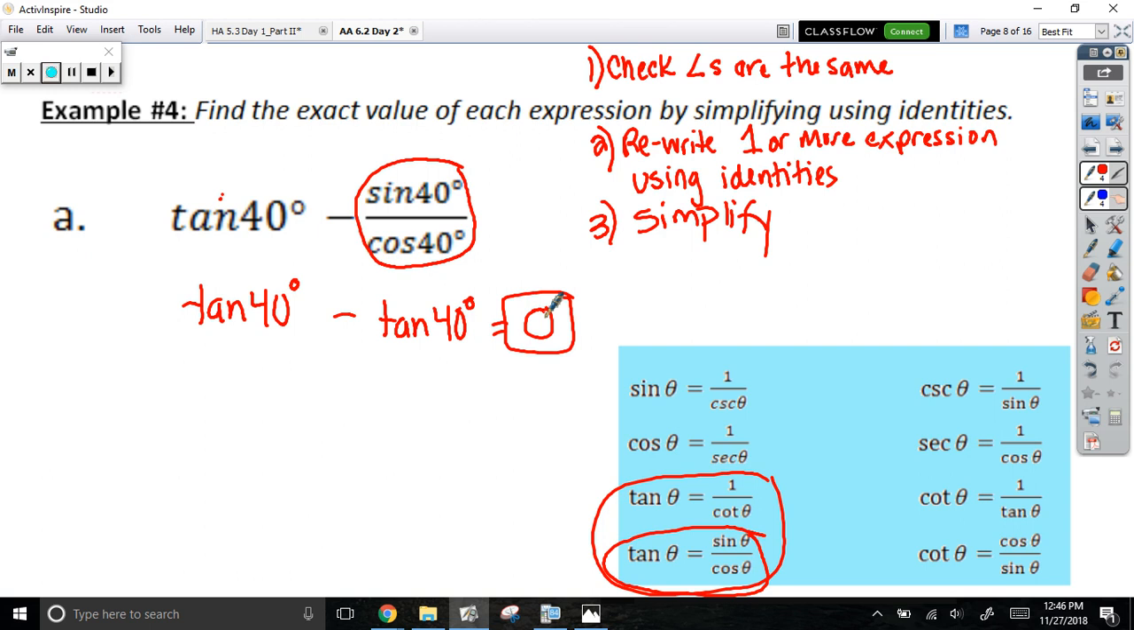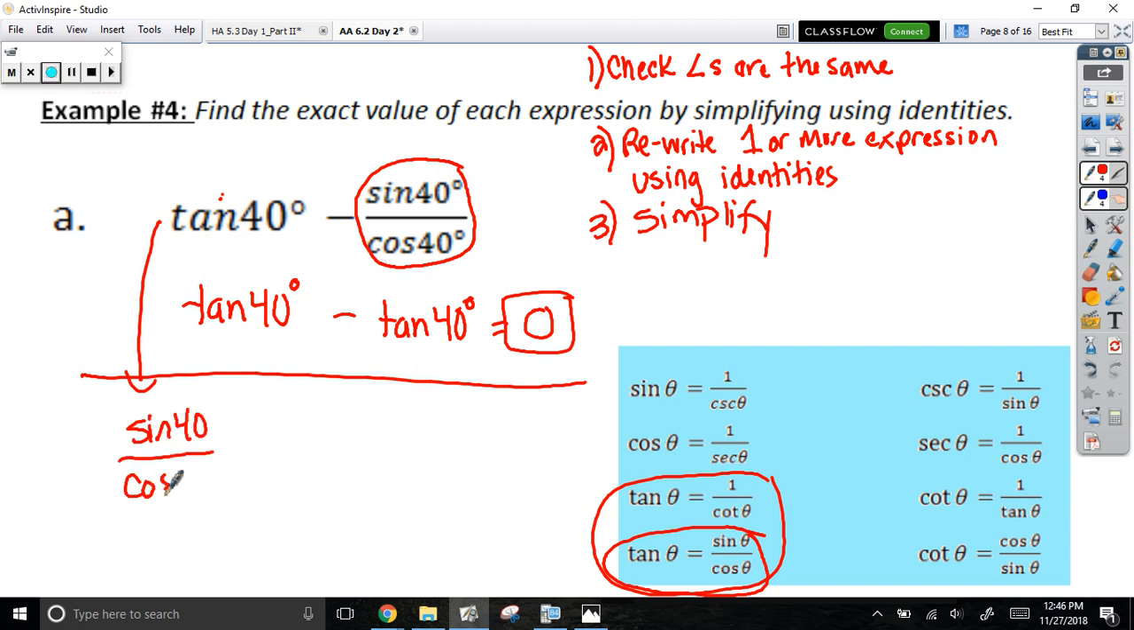Okay. Now, let's suppose you don't like that, and you would prefer to change the tangent 40 because it looks easier to use since that's on the left. You would change tangent of 40 to be sine 40 over cosine 40, and then you'd leave the second one as is, and it's still going to be 0 because anything minus itself. So it doesn't matter which of these you choose, but you need the work to support your answer of 0. A lot of them will come out to be 0 or 1. Not always, but a lot of the time they do.